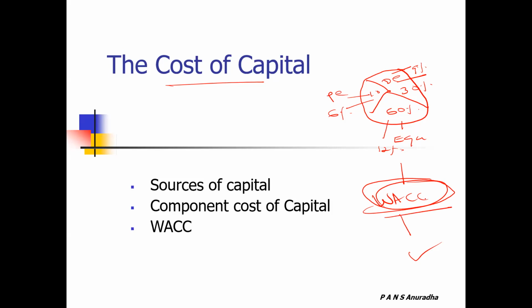Right. So this is what we are going to discuss. I think at the end you will realize these things. So basically, the learning objectives: you will understand what the sources of capital are, and you will also learn how to calculate component costs of capital, cost of debt, cost of equity, cost of preference shares, and finally the overall cost of capital. So those are the things that we have to discuss.